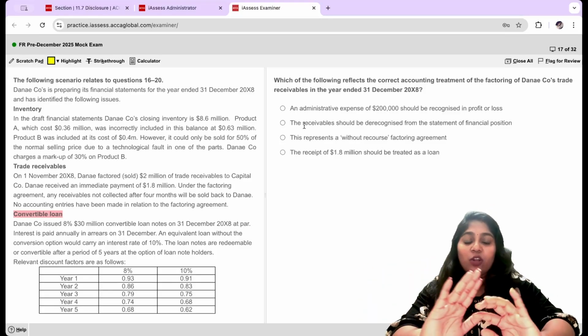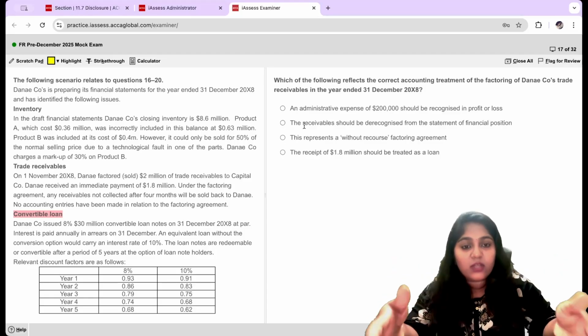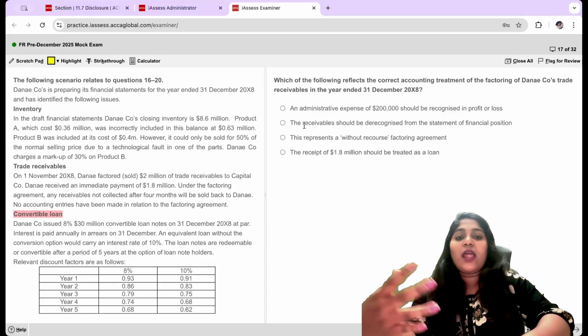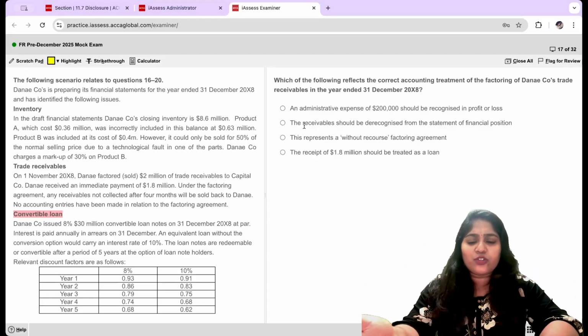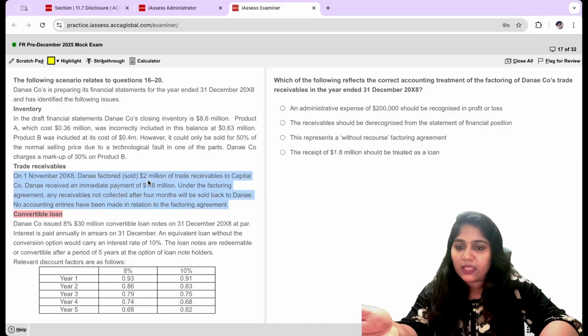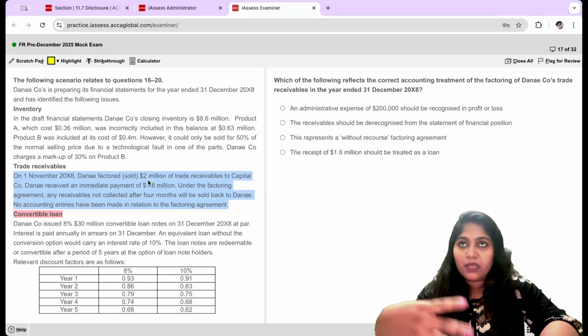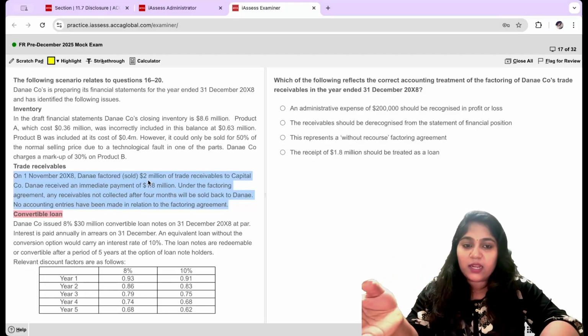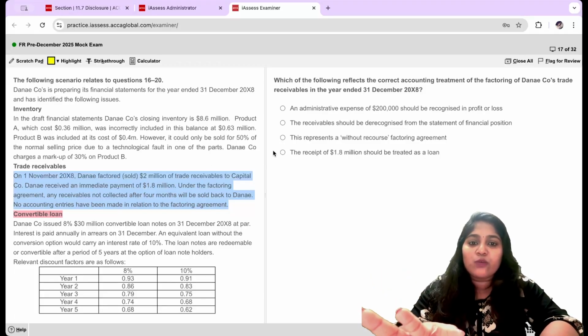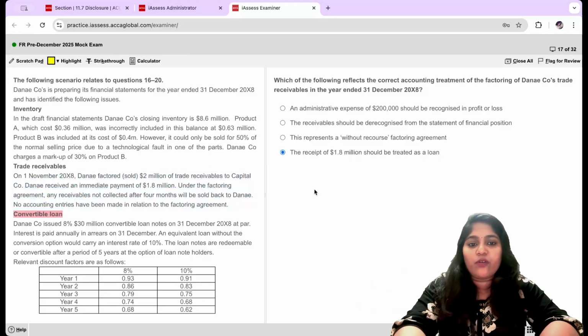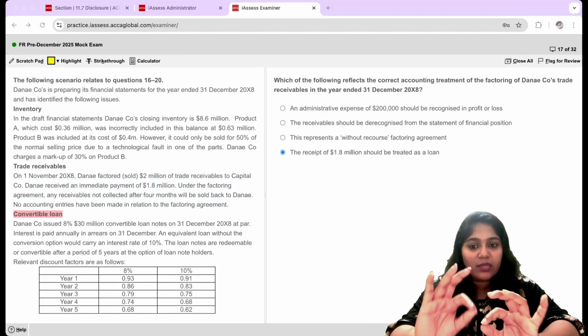The receivables I will not de-recognize because it's not a sale, so I can't de-recognize. And administrative expenses shouldn't be recognized because I'm getting money. If I'm getting money of 1.8 million, I debit cash at bank and I have to credit an entry which will be treated as a loan. The receipt of 1.8 million should be treated as a loan.